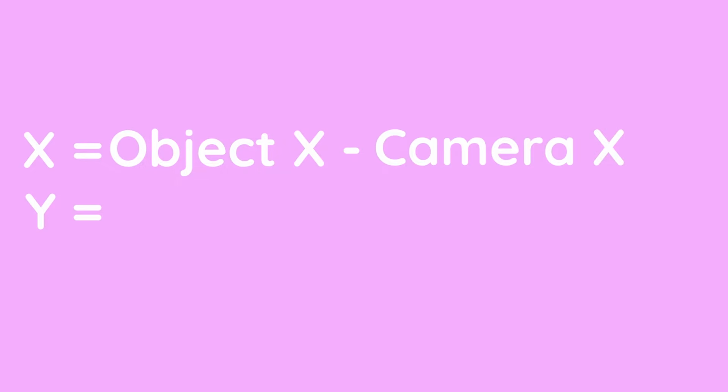So, what do you set the X and Y to? Well, you need to set the X to object X minus camera X. And you need to set the Y to object Y minus camera Y. So let's code that up.